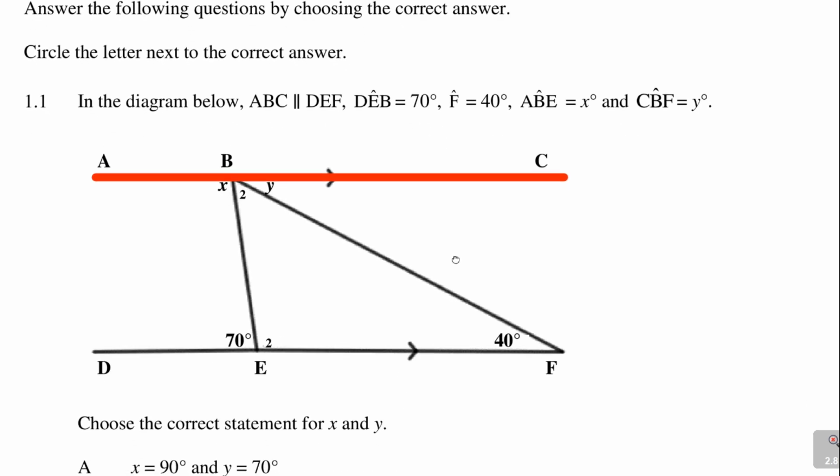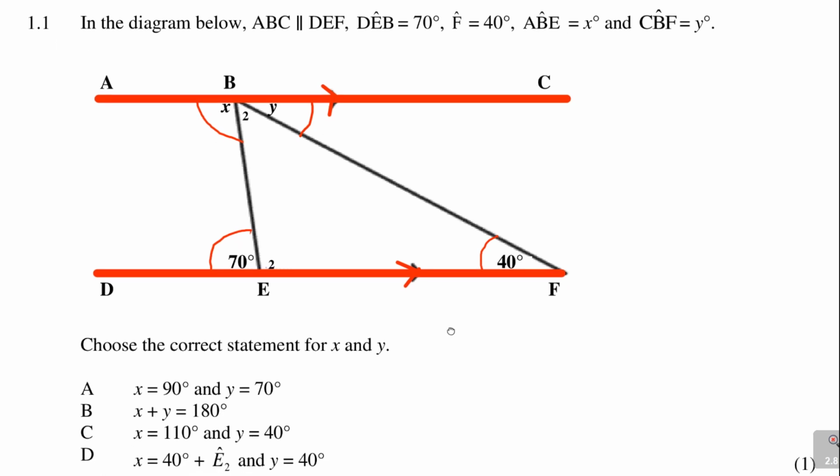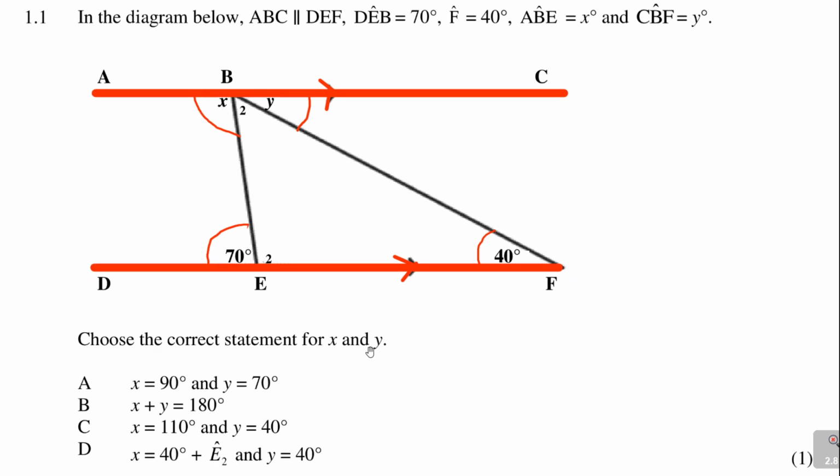So let's check that. ABC is parallel to DEF, which is this one, and you can see they put parallel lines for you there. All right, and then DEB is 70 degrees. I think you can see that all together. And then the other one is 40 degrees. ABE is X, we can see that. And then the other one is Y. The question is choose the correct statement for X and Y. They want us to choose the correct statement for X and for Y.